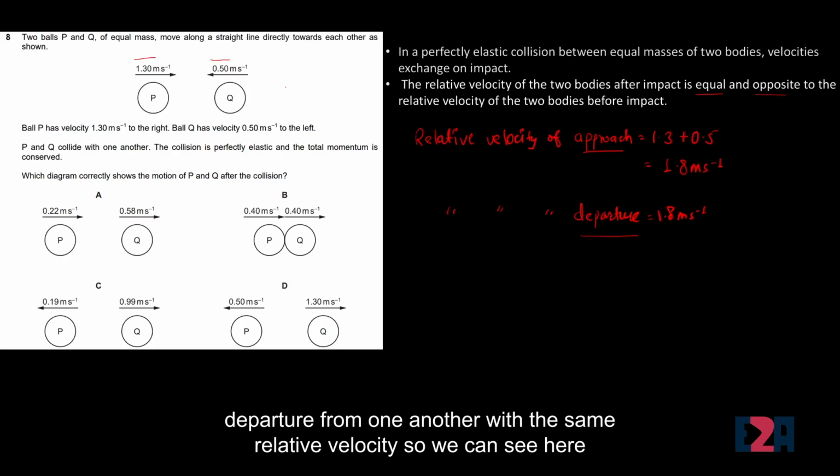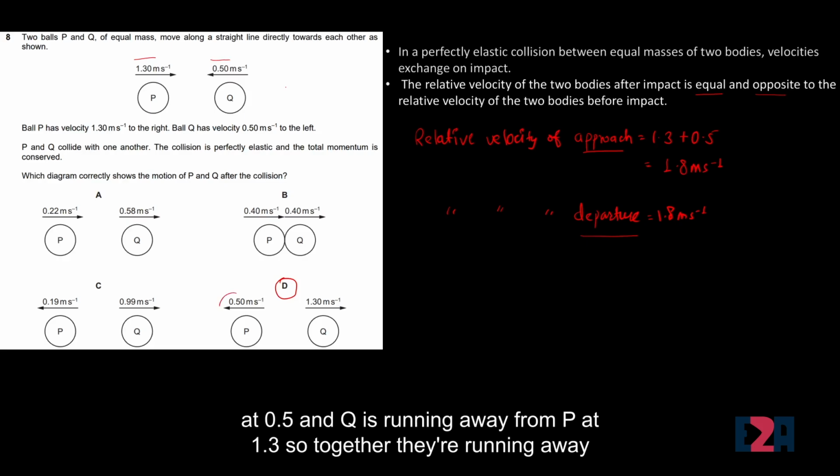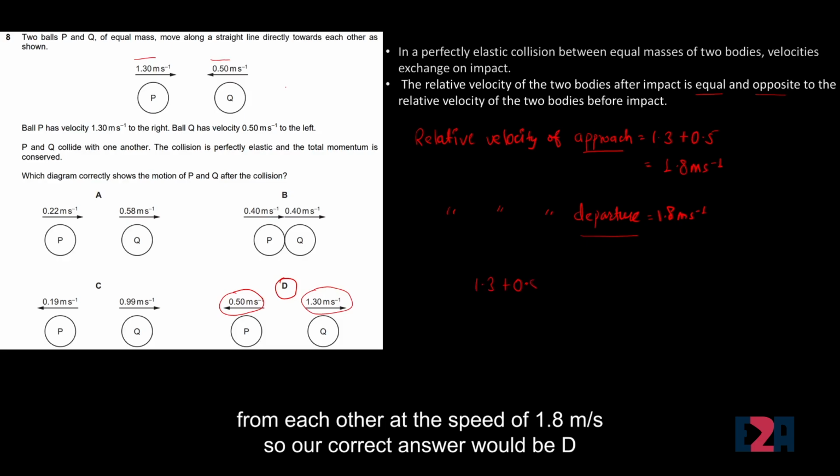We can see here that only option D is where this criteria is met. P is running away from Q at 0.5 and Q is running away from P at 1.3. So together they are running away from each other at a speed of 1.8 meters per second. So our correct answer would be D.